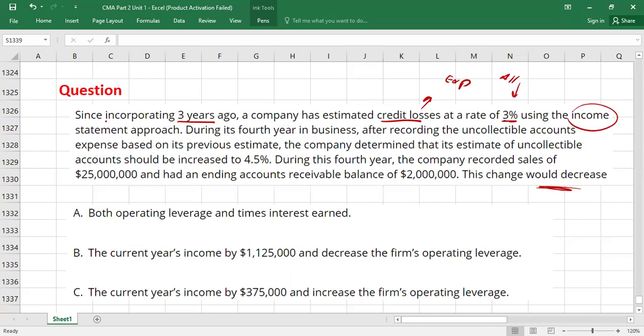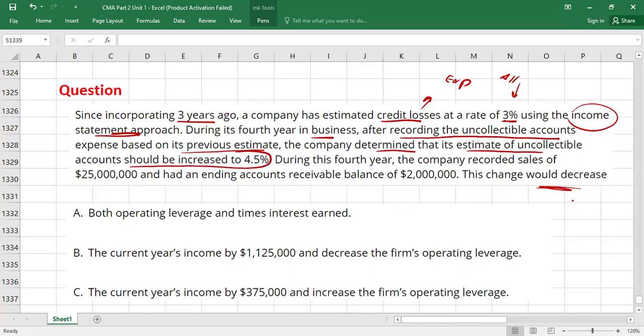Using the income statement approach. You know, guys, there are two approaches, the income statement and balance sheet approach. So this is the income statement approach, and you have studied this in Part 1. During its 4th year in business, after recording the uncollectible accounts expense based on its previous estimate, the company determined that its estimate of uncollectible accounts should be increased to 4.5%.